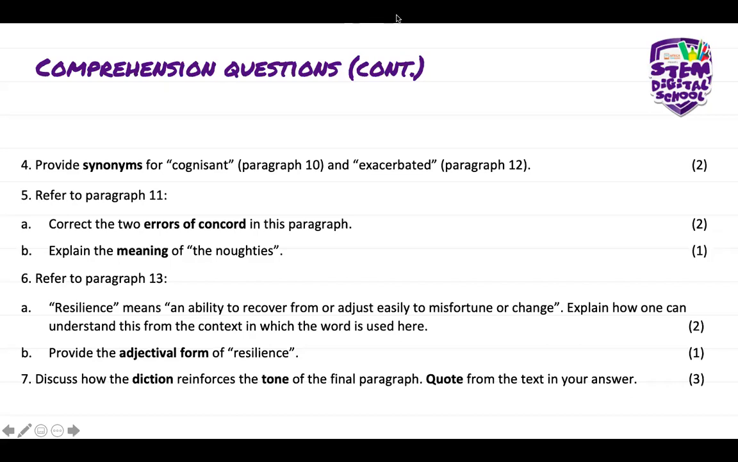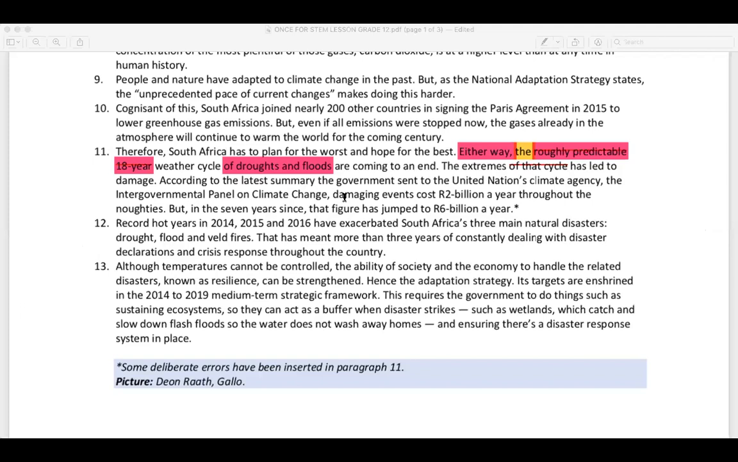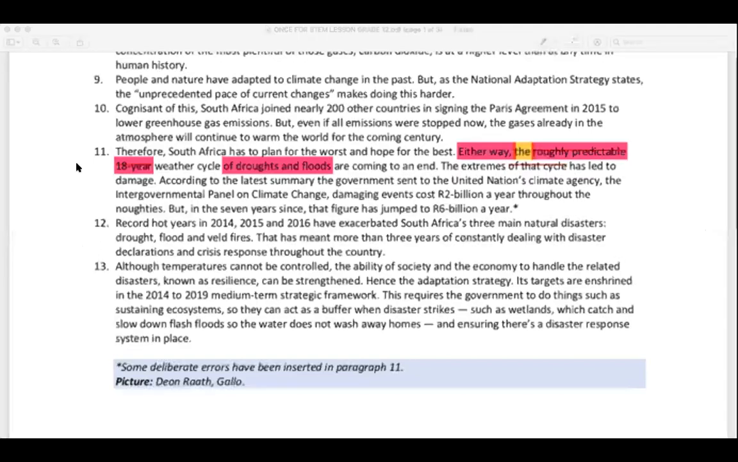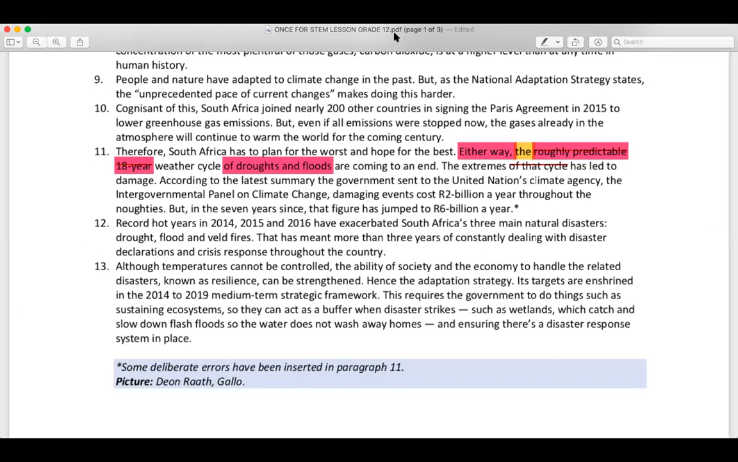And then refer to paragraph 13. Paragraph 13. Sorry about that. Paragraph 13.